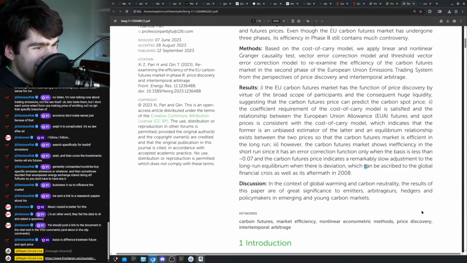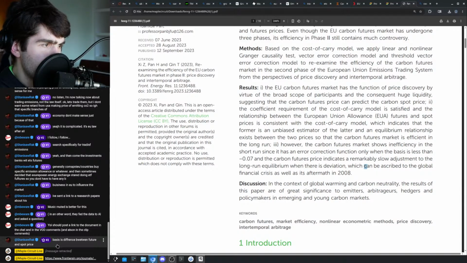Okay. Nice meme. Okay. Basis is the difference between future and spot price. When the basis is less than... Yes, that's how I took it.